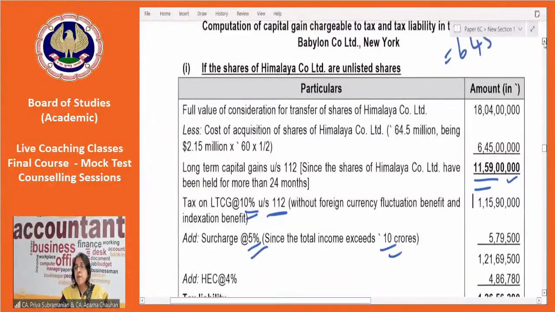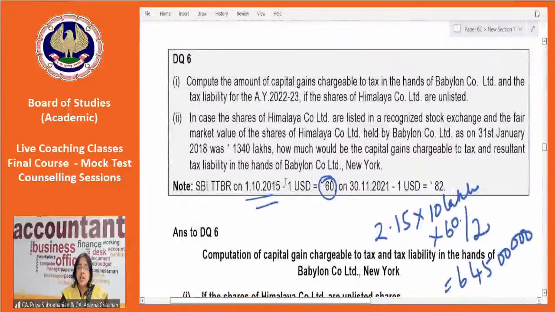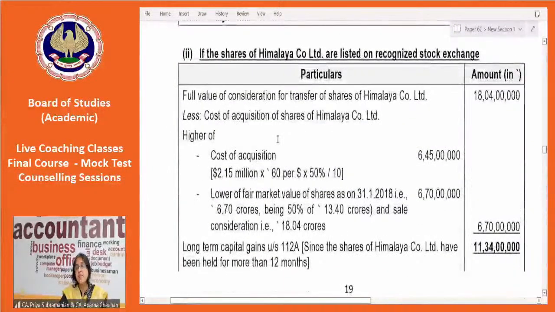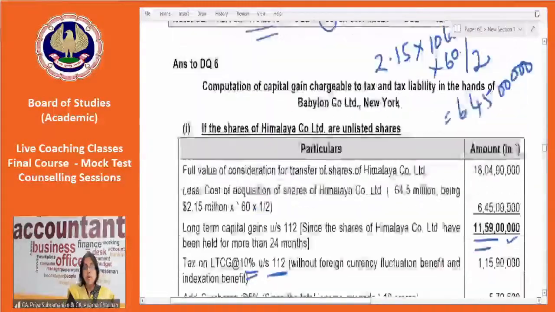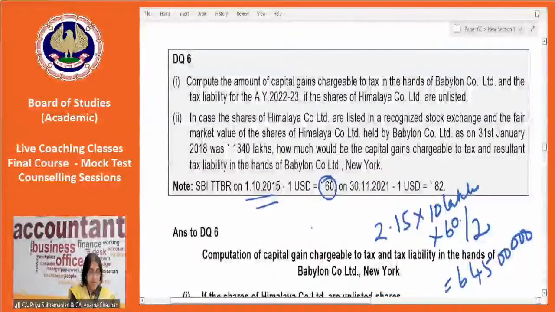And the second part of the question is, what if these shares were listed and they've given the FMV of the shares held by Babylon Limited? Entire shares held, it's 1340. Now what you have to do in case of listed shares: consideration will remain the same, cost of acquisition what we computed, and the other thing, lower of FMV as on 31/1/2018 and the sale consideration. FMV is given for the entire shares as 1340.